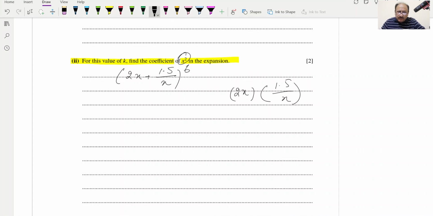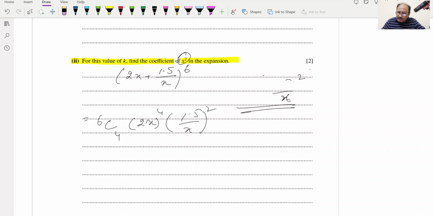So this is the situation. We require x squared, not x, so x squared is required. It means we can take 4 over here and 2 over here, because this should add up to 6 also. So x raised to 2 will be cancelled with x raised to 2 and we will get x squared, and we can write it as 6C4, 2x raised to the power 4 and 1.5 over x, this will be squared.